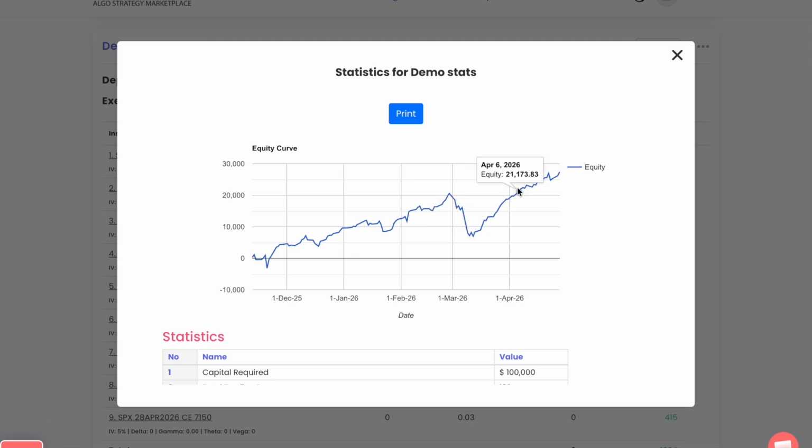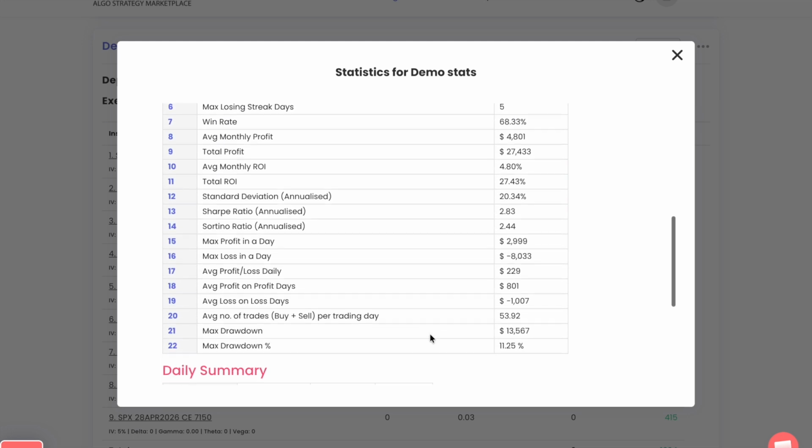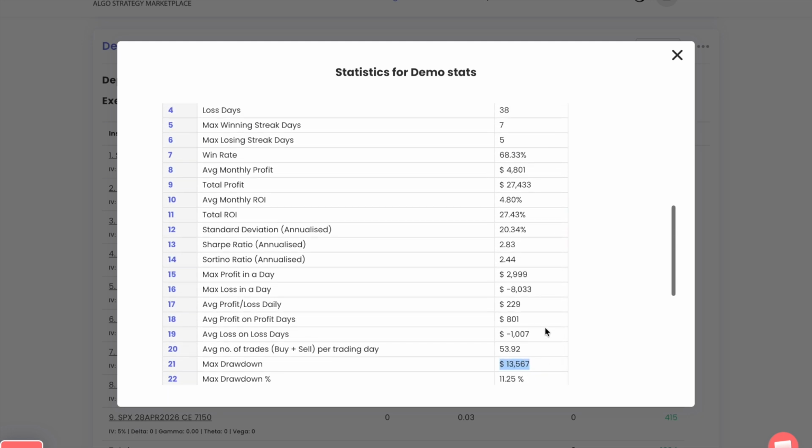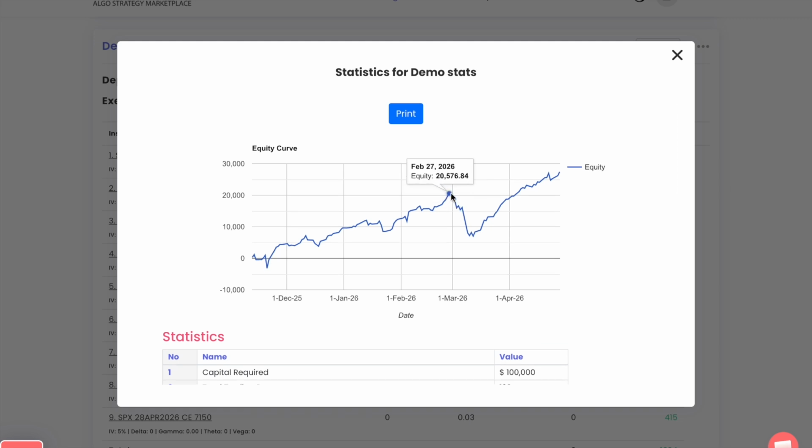Next, look at the drawdown. Ask yourself, are you comfortable with the level of drawdown? And more importantly, can you handle the recovery time? For example, if a strategy takes 70 to 80 days to recover, you need to be mentally prepared for that phase.